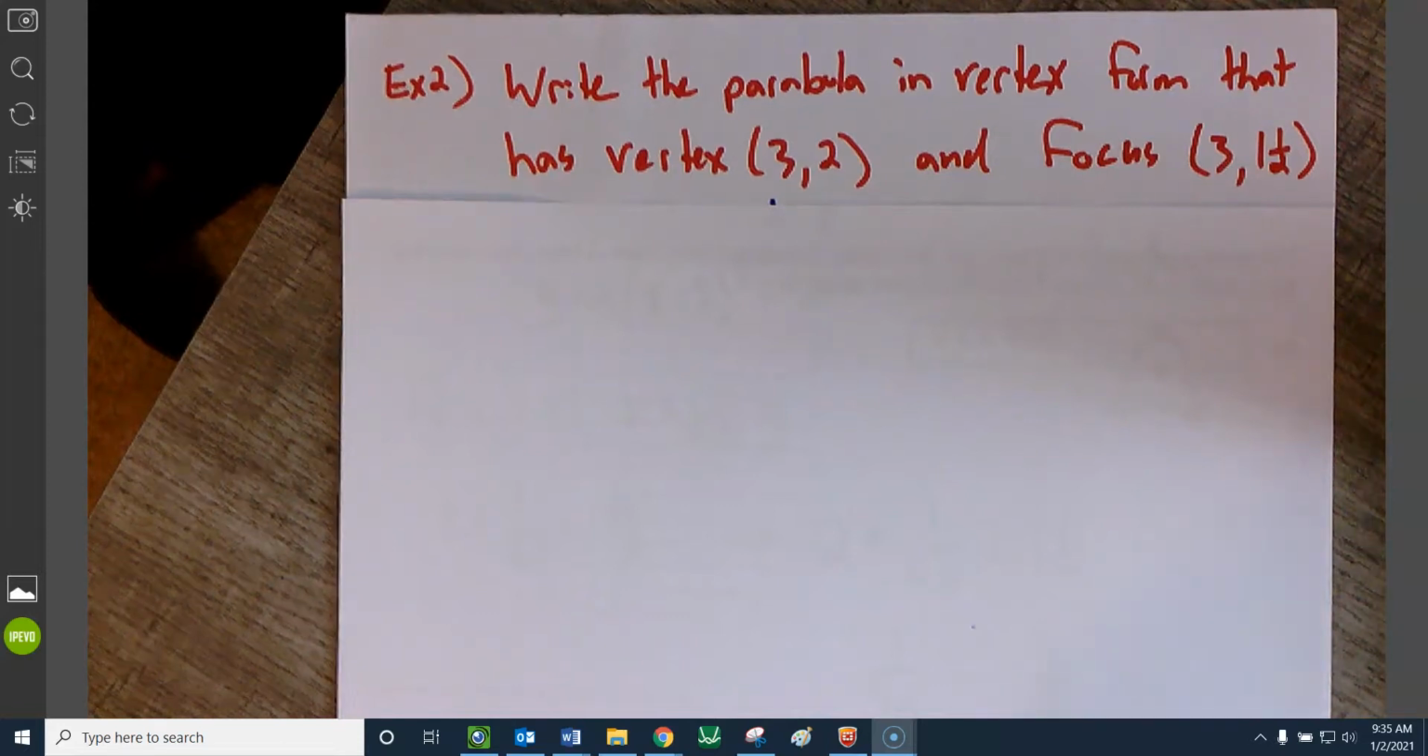So where I love to start these is to just draw a little sketch of all the information. Then I can decide, is it side opening? Is it top opening? Which formulas do I use? And go from there. So let's look at that.